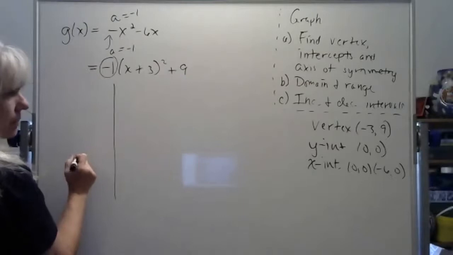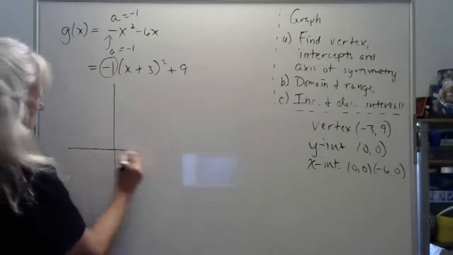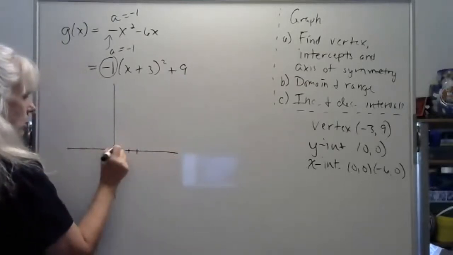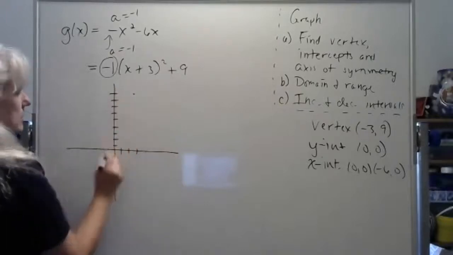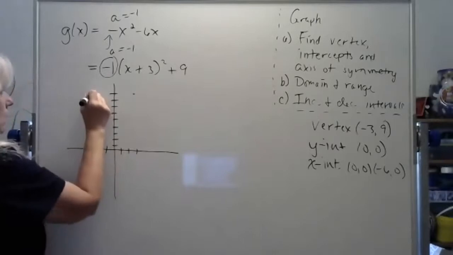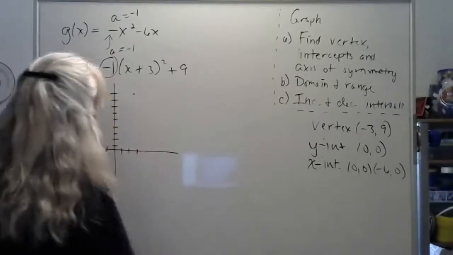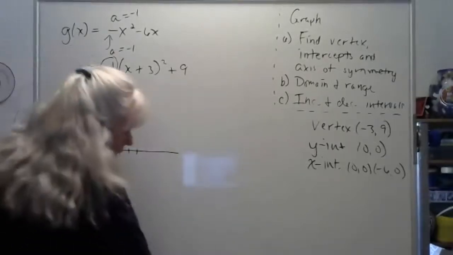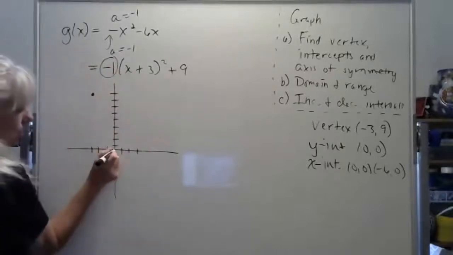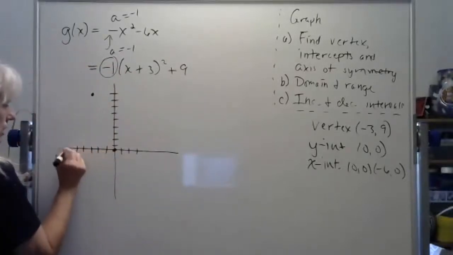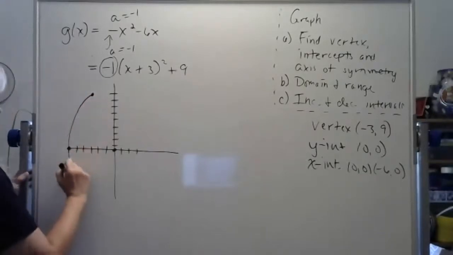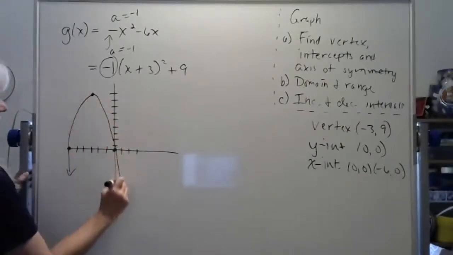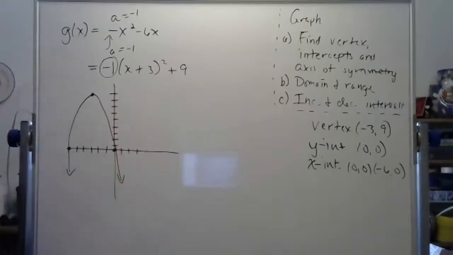So we've got -3, positive 9. So 1, 2, 3, 1, 2, 3, 4, 5, 6, 7, 8, 9. Oops, almost did the same thing again. Don't do that. -3, positive 9. Okay, I know it's going to go through the origin, and then it's also going to cross over here at -6. So that'll give us a fairly nice looking parabola, something like that.